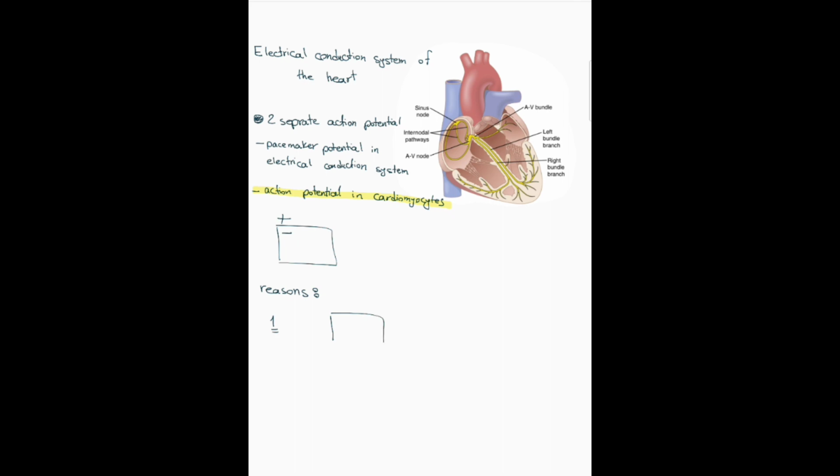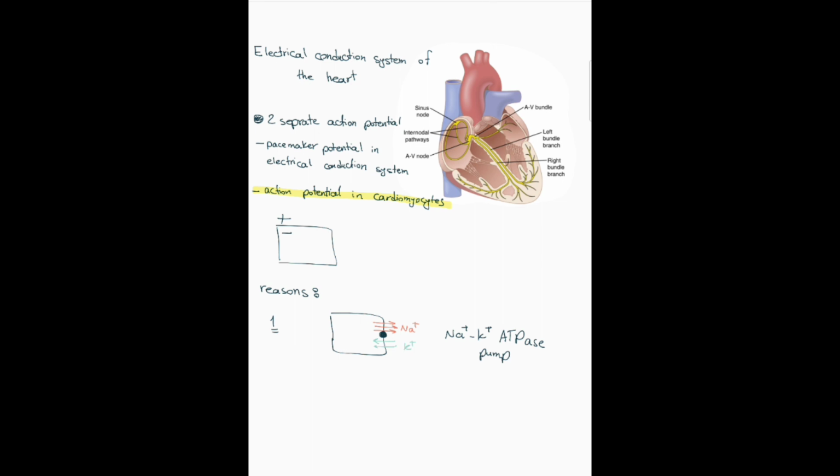The first reason is that all the cells in our body have a pump in their cell membrane. This pump's function is to take 3 sodium ions from the inside of the cell and pump them to the outside of the cell, and at the same time, it takes 2 potassium ions from the outside of the cell and pumps them in. So by throwing 3 positive sodium out but bringing 2 positive potassium back in, we will have a net positive charge outside the cell compared to inside the cell. This pump is called the sodium-potassium ATPase pump.